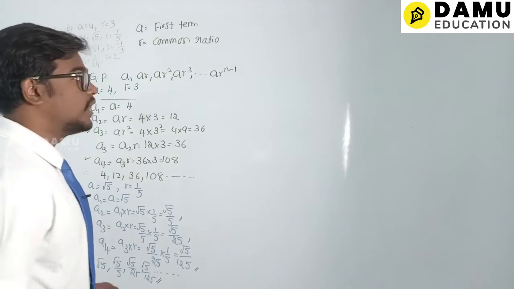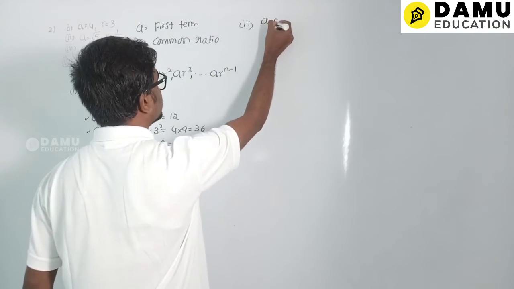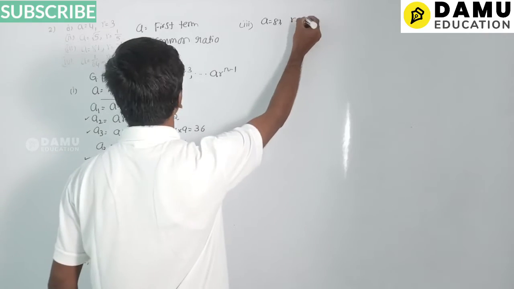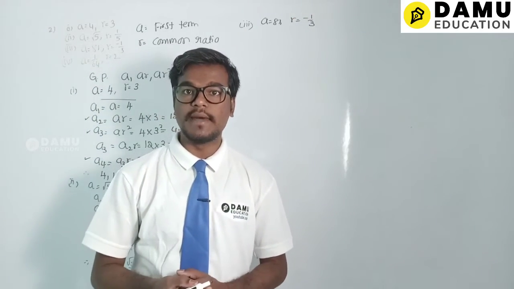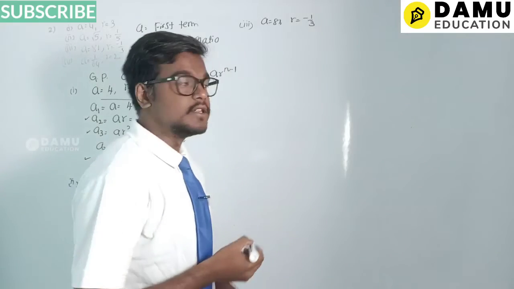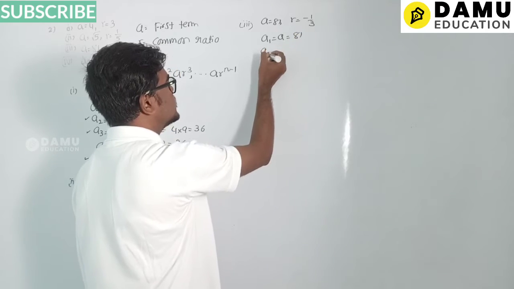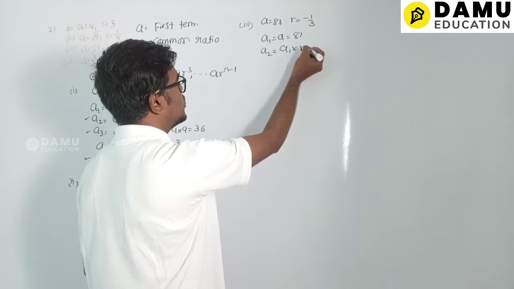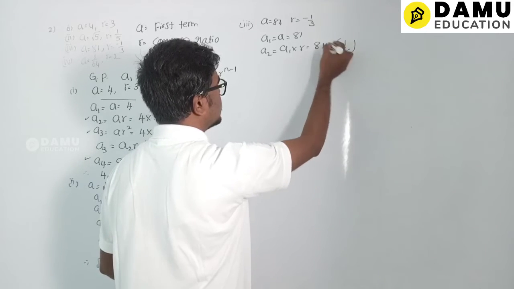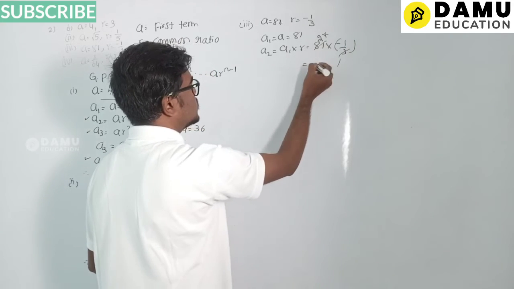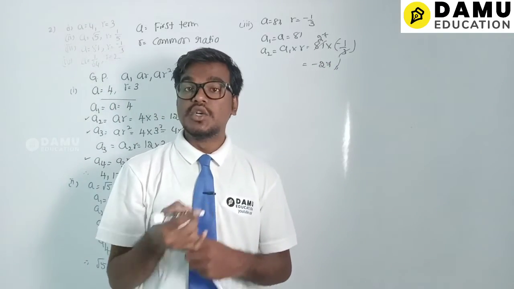Then what is our third one? So let's write the third one: A is equal to 81, then R is equal to minus 1 by 3. So what is the first term? We know the first term is A, that is 81. Then what is the second term? A1 into R. So A1 is 81 times minus 1 by 3. So 3 1s are 3, 3 2s are 6, 2, so minus 27. So A2 will be equal to minus 27.